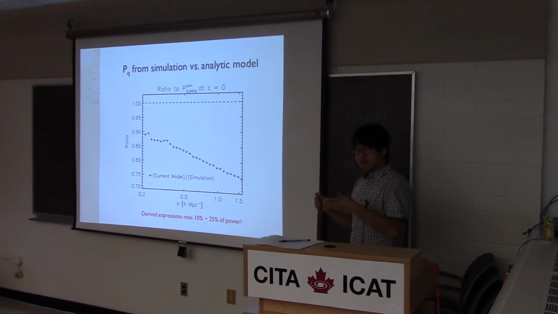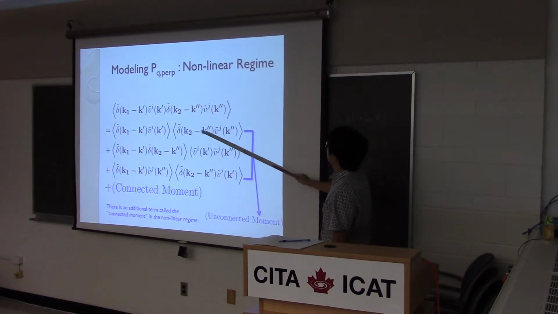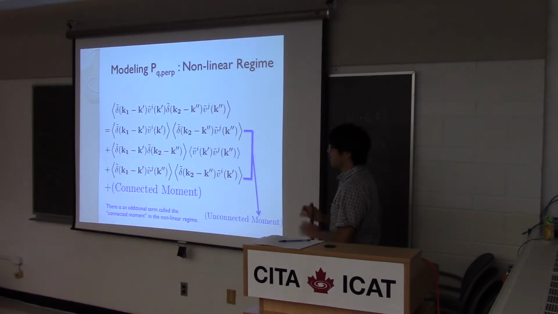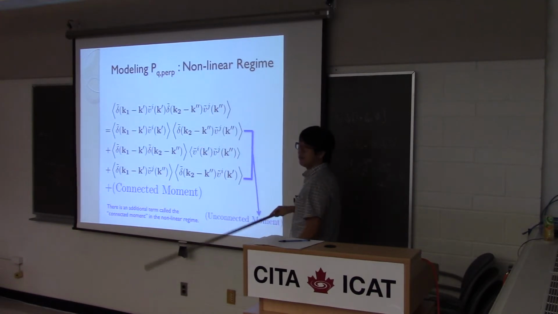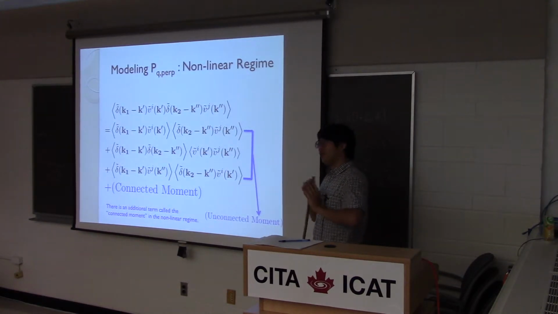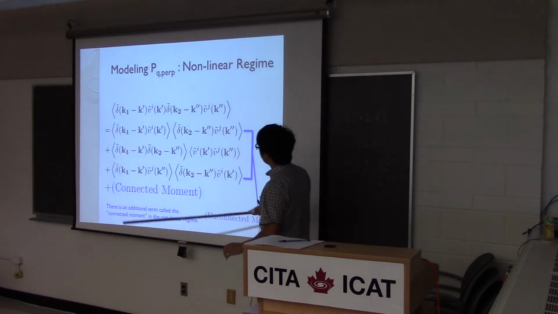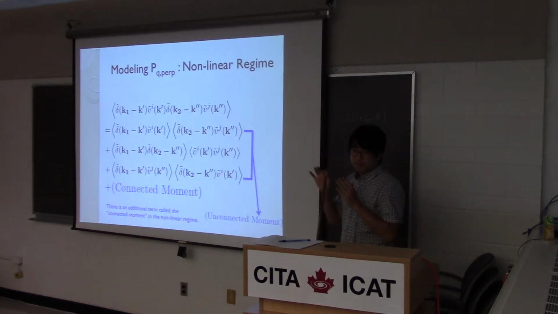So we tried many things to explain this discrepancy, and we finally came back to this convenient expression that was valid only when the fields are Gaussian. So in the non-Gaussian regime, or in the nonlinear regime, the fields are non-Gaussian, and this is actually not going to hold precisely. There is going to be what is called the connected moment that will give extra contribution to the momentum power spectrum.